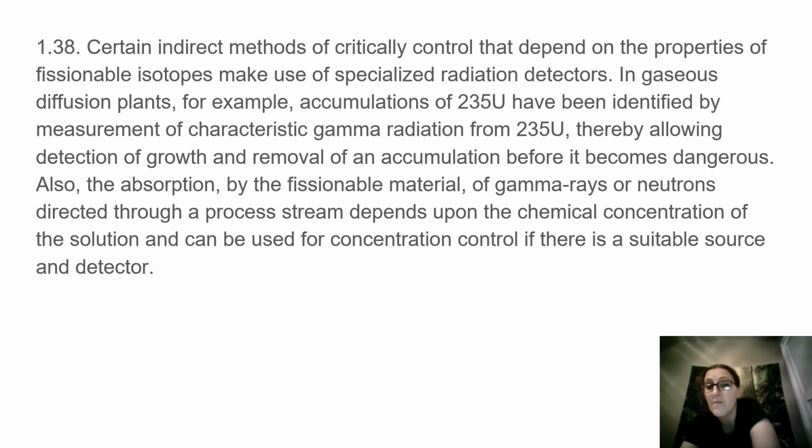Certain indirect methods of criticality control that depend on the properties of fissionable isotopes make use of specialized radiation detectors. In gaseous diffusion plants, for example, accumulation of uranium-235 has been identified by measurement of characteristic gamma radiation from uranium-235, thereby allowing detection of growth and removal of an accumulation before it becomes dangerous. Also, the absorption by fissionable material of gamma rays or neutrons directed through a process stream depends upon the chemical concentration of the solution and can be used for concentration control if there is a suitable source and detector.